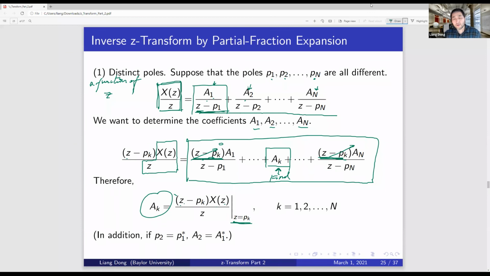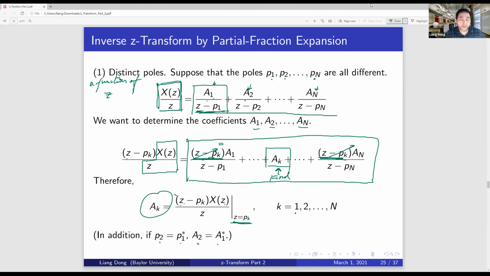Okay. So we can do this for all different k's, k from 1, 2, 3 all the way to n. In that way, we find all these coefficients a sub k. If I have two poles that are complex conjugates of each other, P1 and P2, and I have found one coefficient, I can just find the other: A2 is the complex conjugate of A1. I do not need to calculate that again.